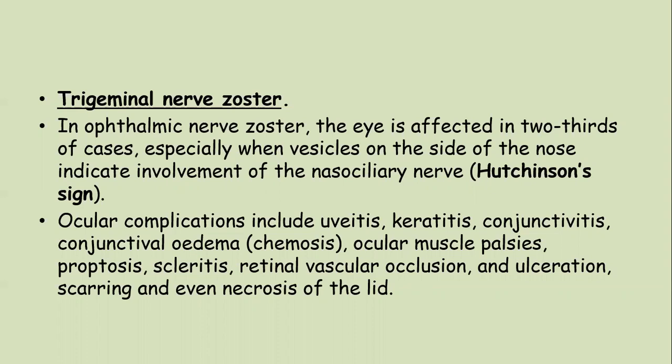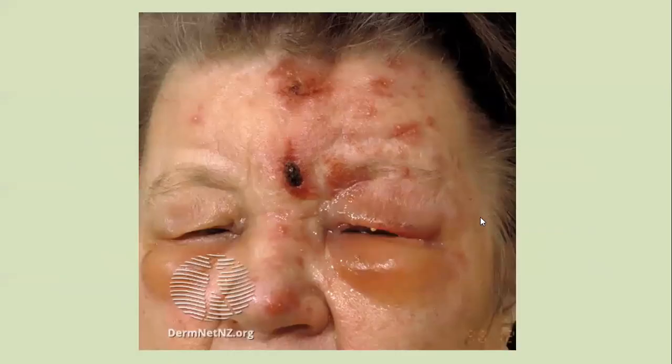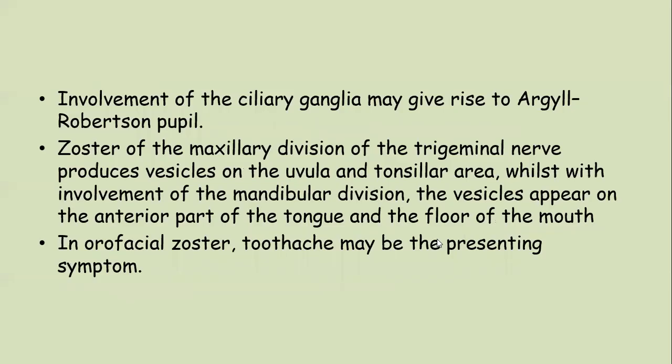The ocular complications include uveitis, keratitis, conjunctivitis, conjunctival edema, paresis of the ocular muscle, proptosis, scleritis, retinal vascular occlusion, ulceration, scarring, and even necrosis of the lid. This picture shows the ophthalmic zoster involving the eyelid with gross edema. Involvement of the ciliary ganglion may give rise to Argyll-Robertson pupil.